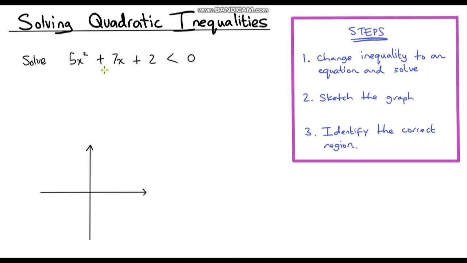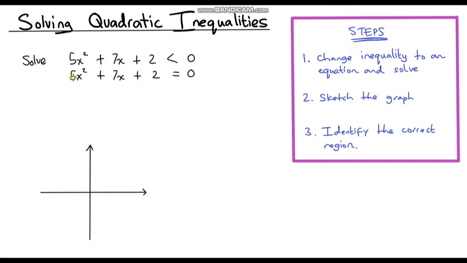Okay, let's go through this first one. So we've got 5x squared plus 7x plus 2 is less than 0. So with all quadratic inequalities, the first step I always do is to change the inequality to an equation and then solve that equation. So I'm just going to rewrite this inequality as an equation first. And now let's go ahead and solve this equation. Now there are a few ways we could solve it. We could use the quadratic formula, but I'm going to factorise because it does factorise quite nicely.